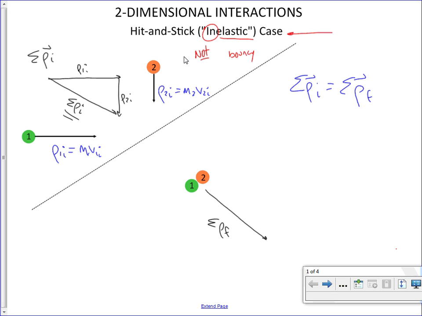Afterward. I draw those the same. I didn't do a great job of drawing them exactly the same. That's pretty good. I'm happy with it. Now, if they stick together, what we would say is that the net final momentum is that, right?